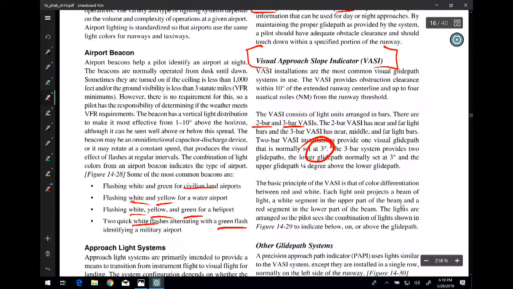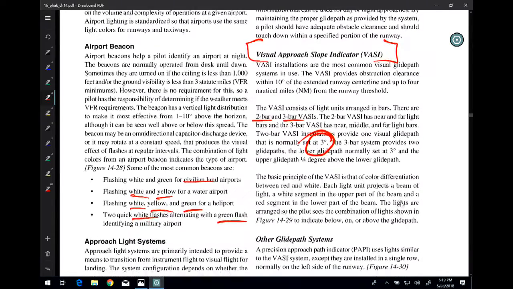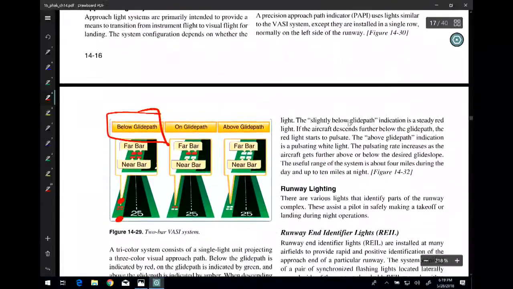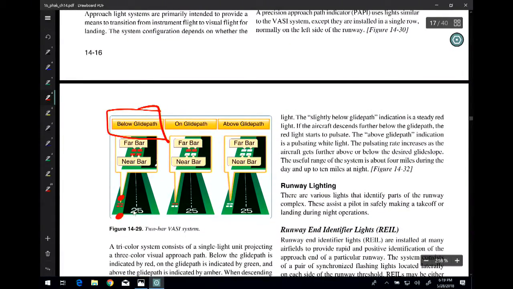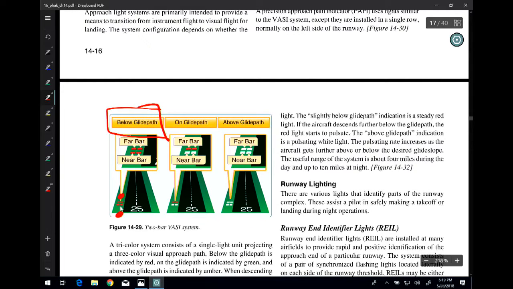You've got a couple different flavors of VASI. A VASI can be a 2-bar or 3-bar VASI. And so if we look right here, this is what we're looking at. What you're looking at here in figure 14-29 is you're looking for these bars over here. And I think I already kind of marked these up here for you. So remember, if both of them are red, that's low. If both of them are white, you're too high.